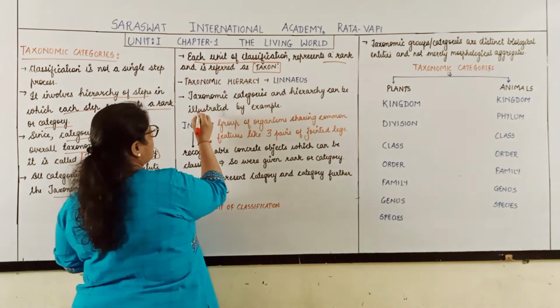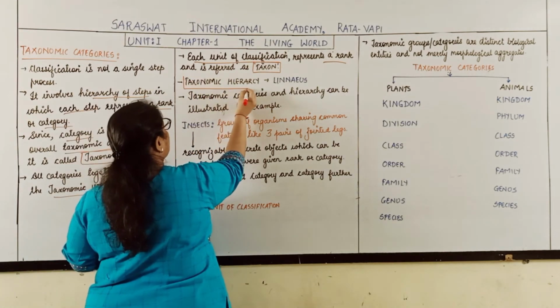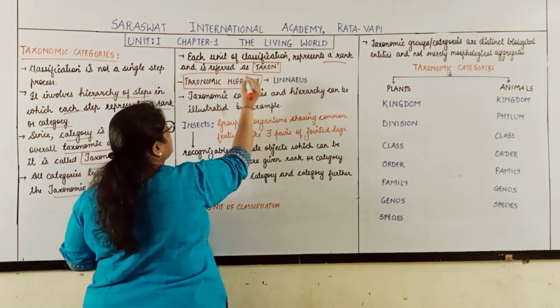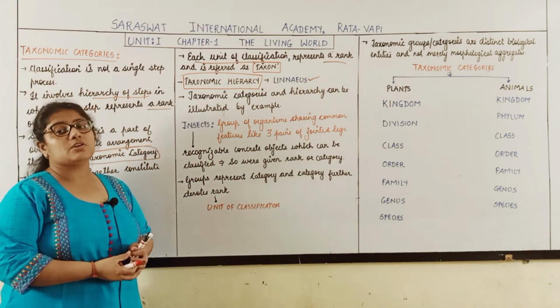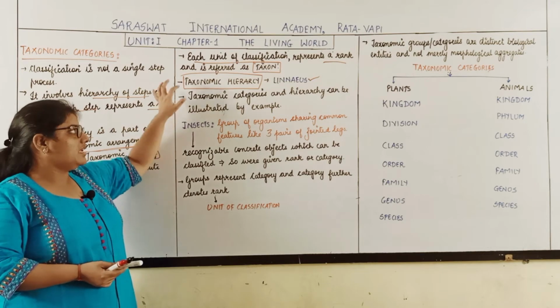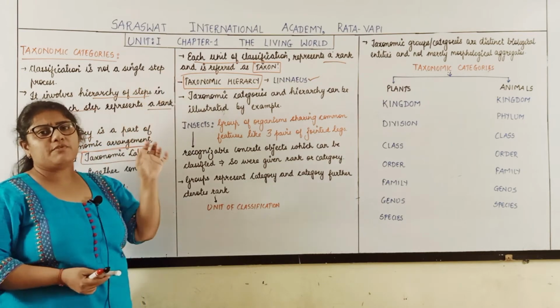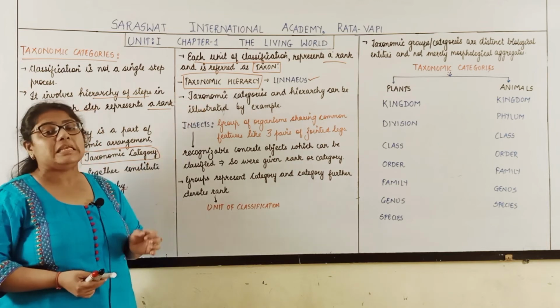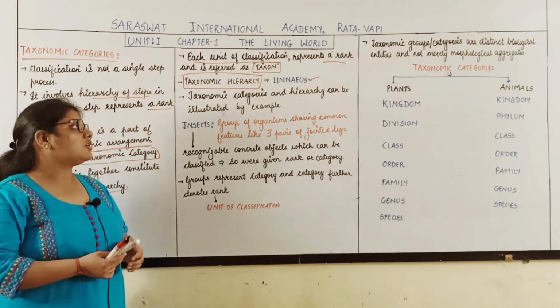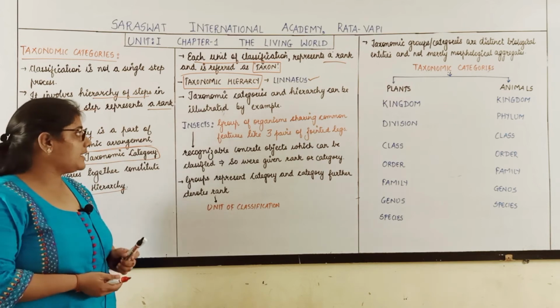Now students, this taxonomic hierarchy was first introduced by Linnaeus, and therefore it is also called the Linnean hierarchy. The taxonomic hierarchy was first used by Linnaeus, and therefore it is also called the Linnean hierarchy.